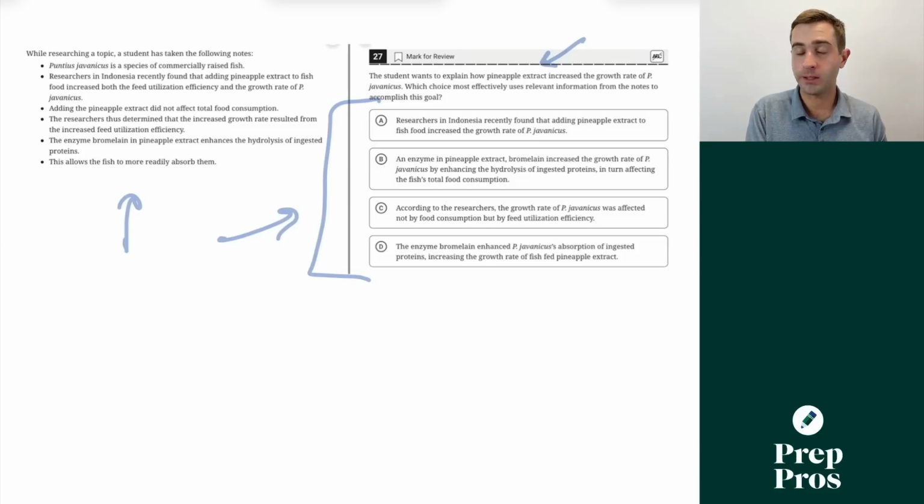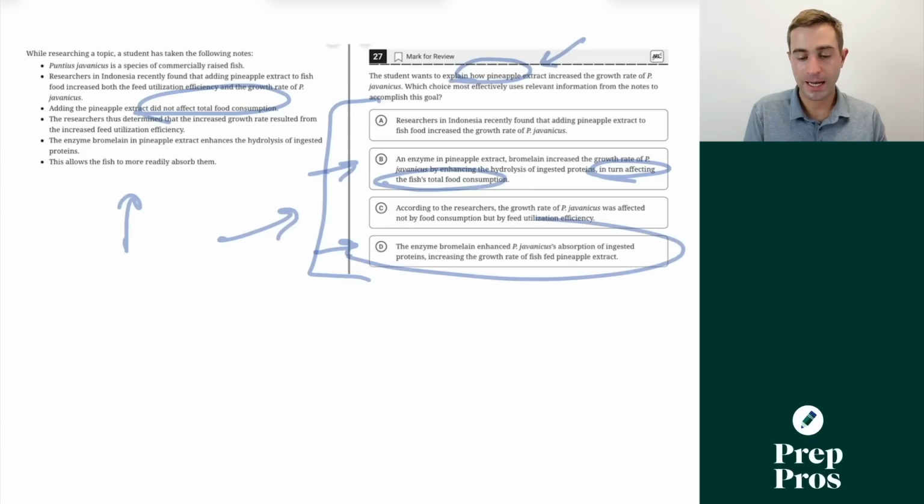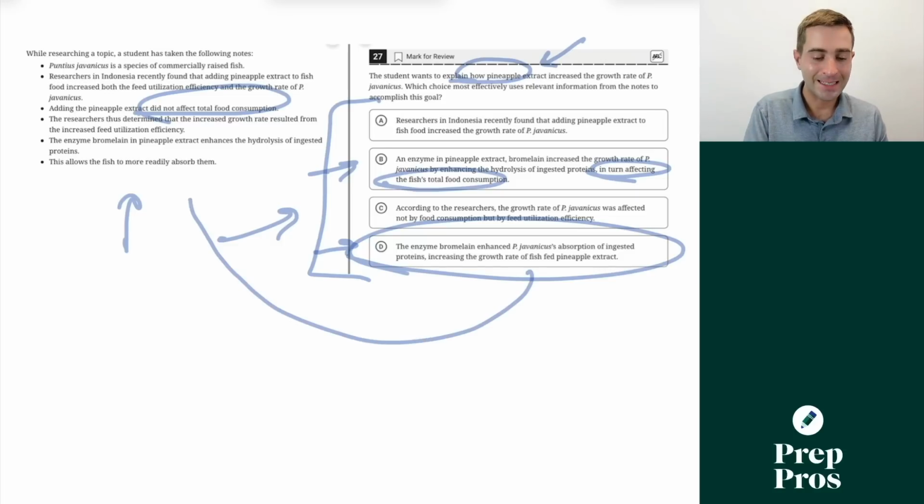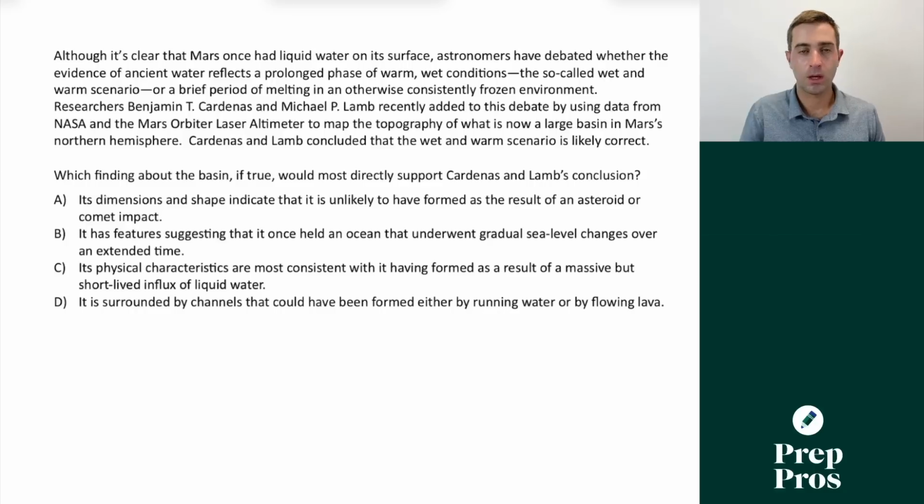We still want to make sure we're answering the question, explain how pineapple extract increased the growth rate of P. javanicus, but here we can see both B and D do explain how it increased the growth rate. But now our very tricky part here is that we're dealing with accuracy. In turn, affecting the fish's total food consumption did not affect total food consumption. So that's how we can see that D is our correct answer. Just be on the lookout for these questions of being very careful that what you're picking is accurate given the notes in August.